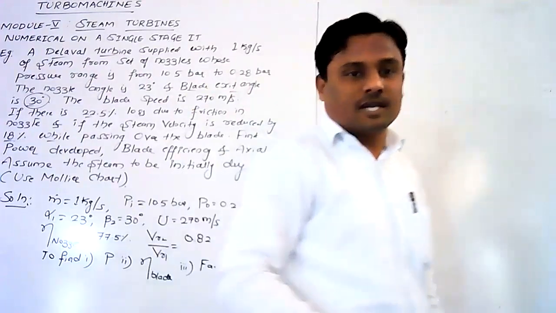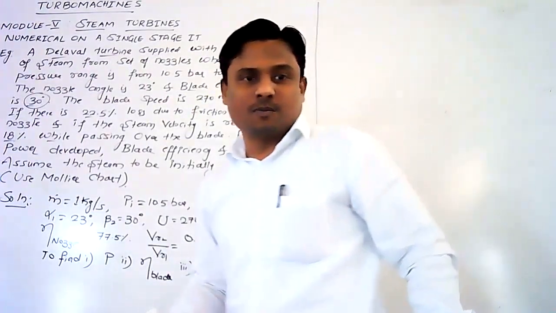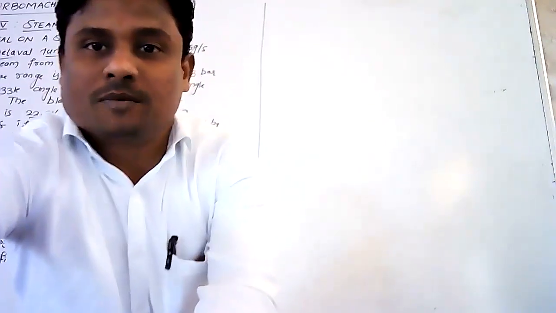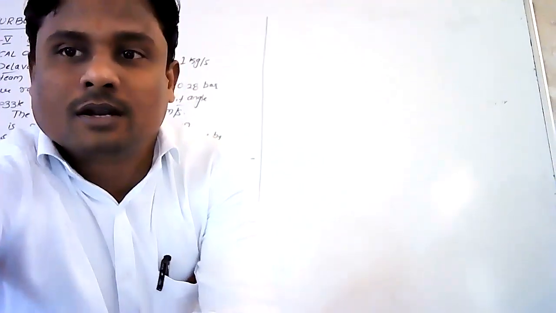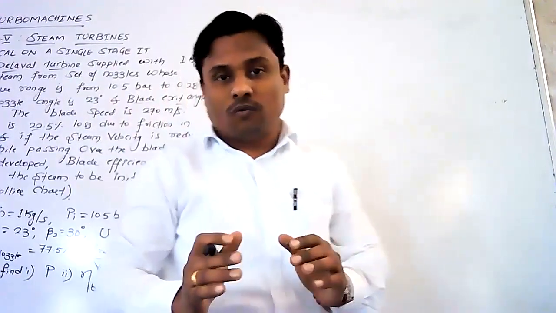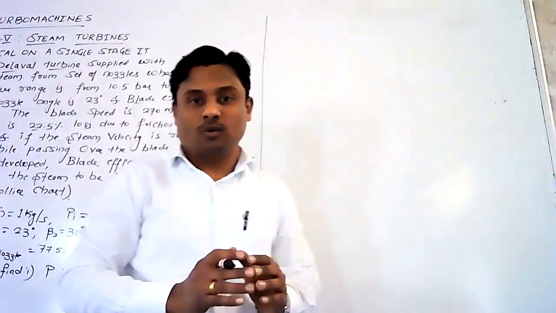Now this is the given data. So kindly copy this given data systematically and let us proceed for the solution. Let us solve this problem systematically. Initially we have to calculate the value of velocity at the exit of the nozzle, that is V1.